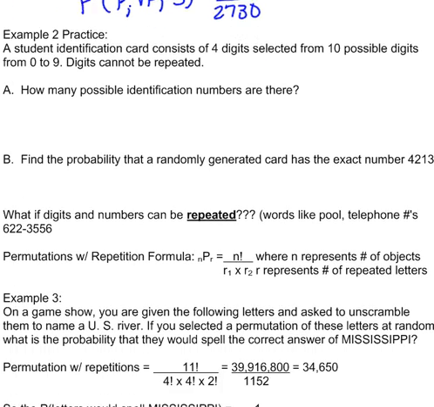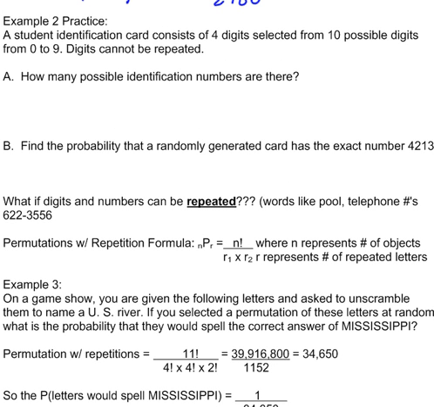Okay, so looking at example 2 that you're supposed to do, you've got 4 digits. You want to choose 4 digits out of a possible 10 digits, and the digits cannot be repeated. So how many possible identification numbers are there? Well, just a little hint. You're going to have 10 permutation 4. So see if you can work that. Pause and see if you can work that.